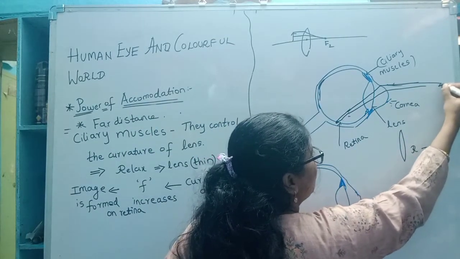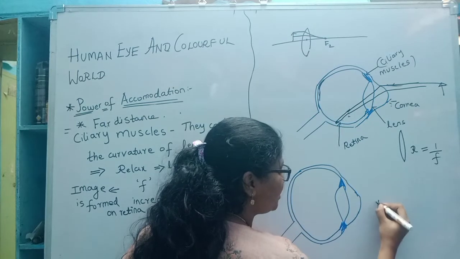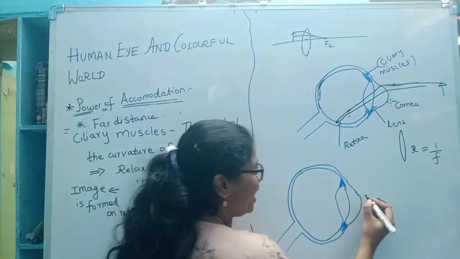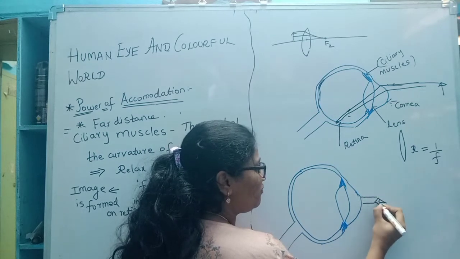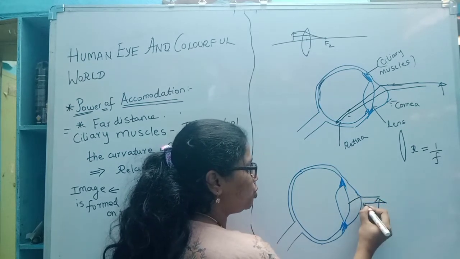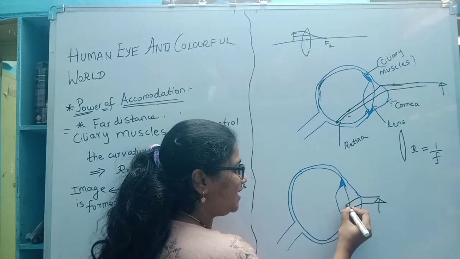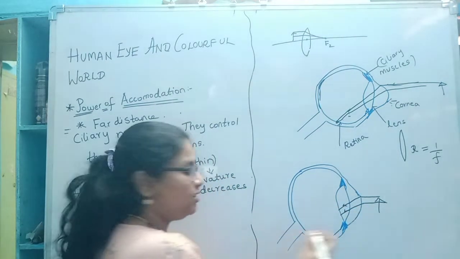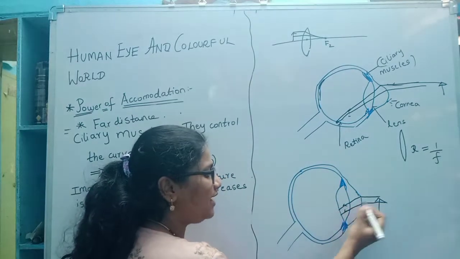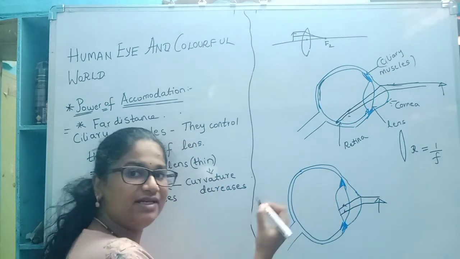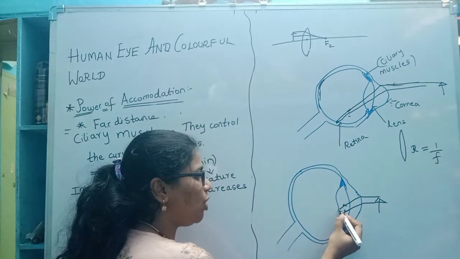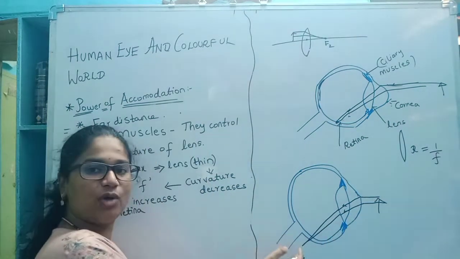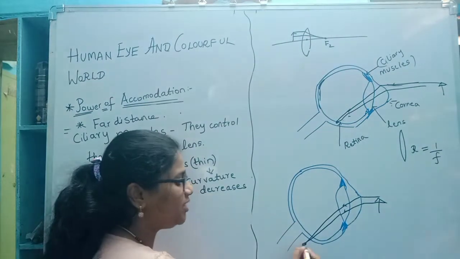here we consider the object. When an object is very near to our eyes, it will undergo refraction. The first refraction occurs through the cornea and the second refraction occurs through the lens. So due to the refraction and the object being at a nearer distance, the image will be formed quite far from the retina. So the image may be formed here.